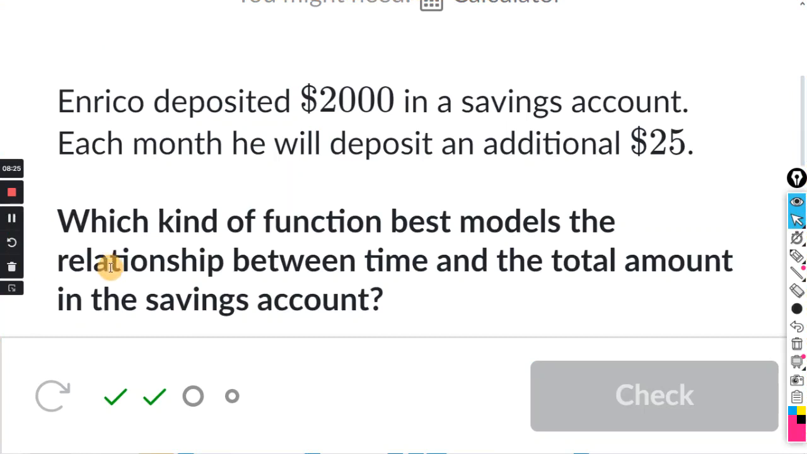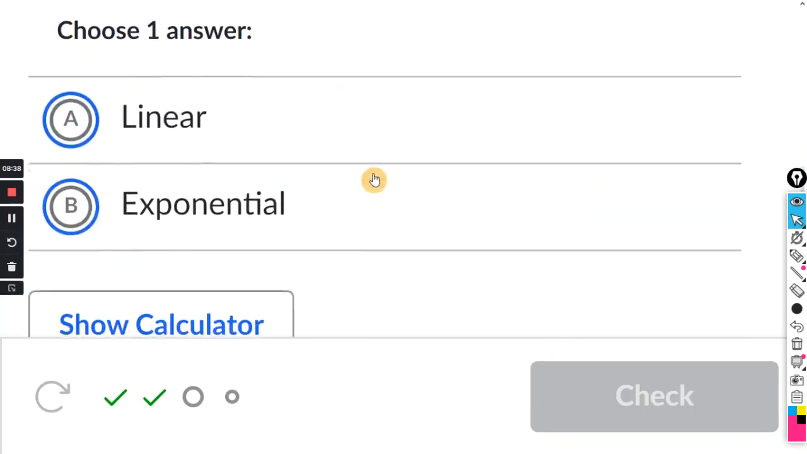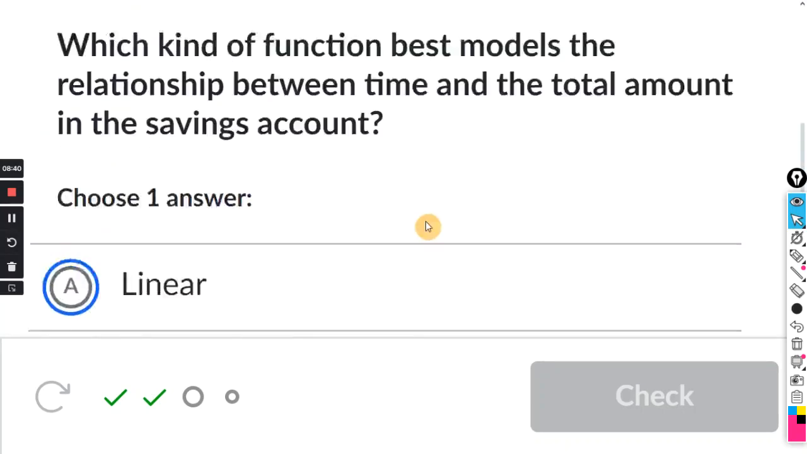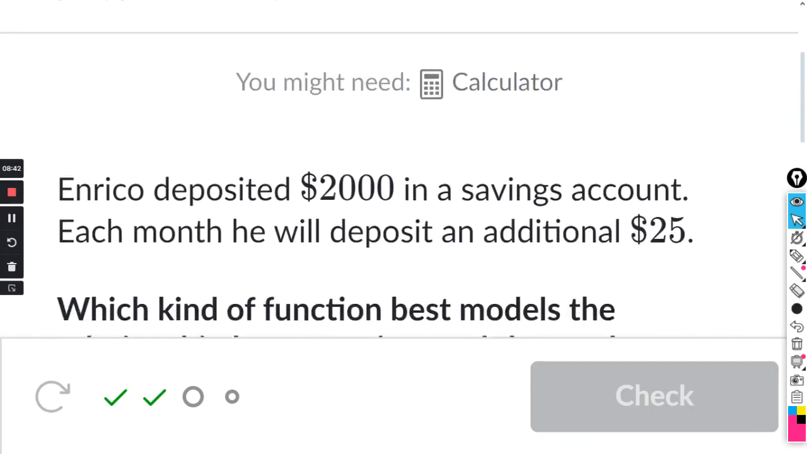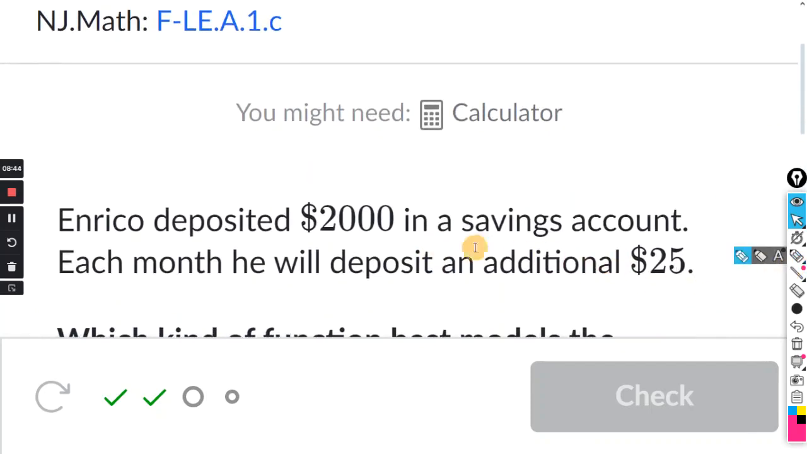For this one, you do need the write-up. It says Enrico deposited $2,000 in the savings account. Each month, he will deposit an additional $25. What kind of function best models the relationship? So it's linear or exponential. There's no table. But what happens in the savings account?